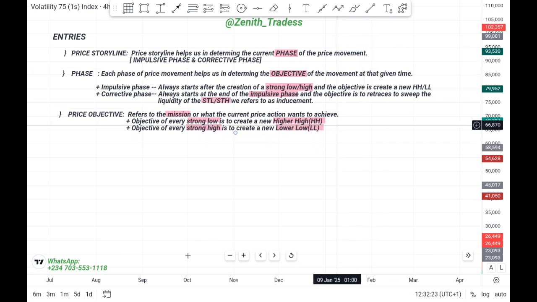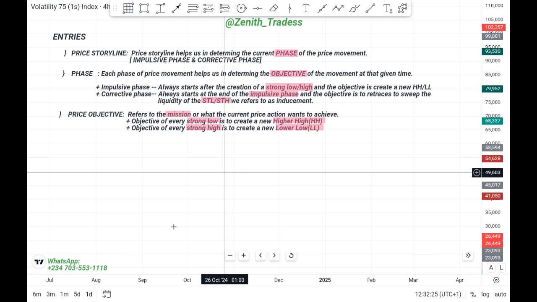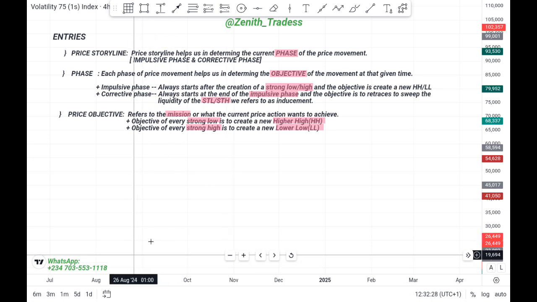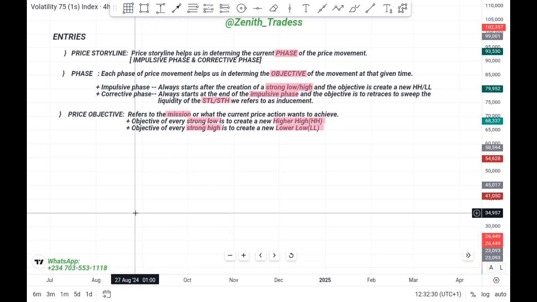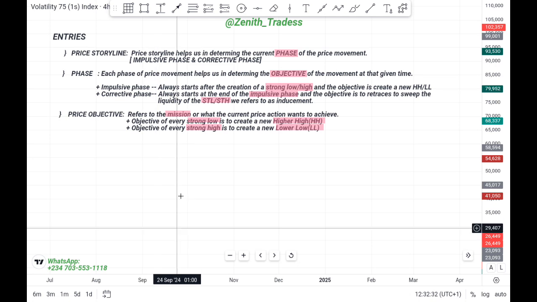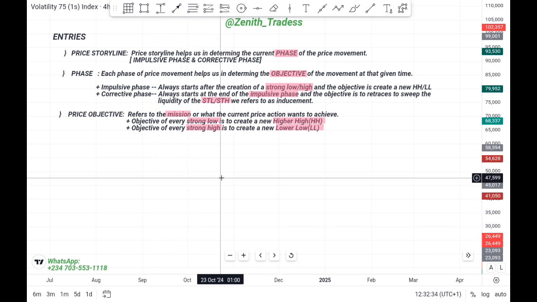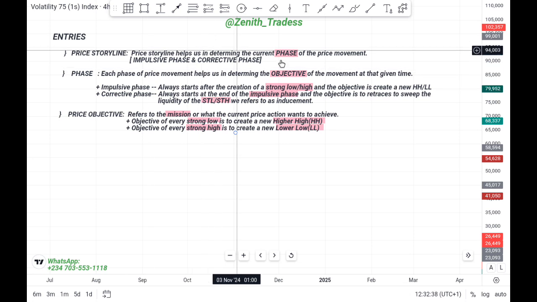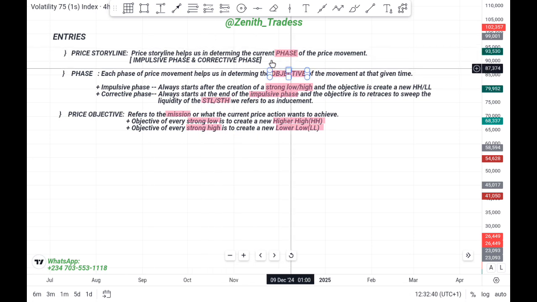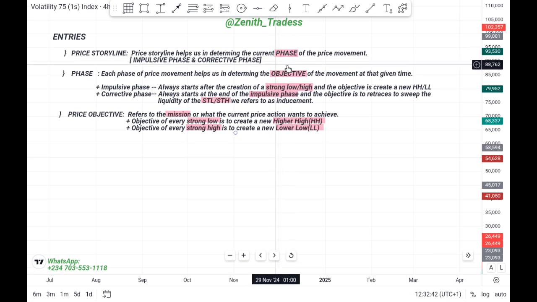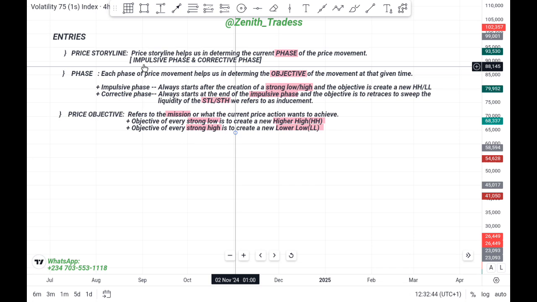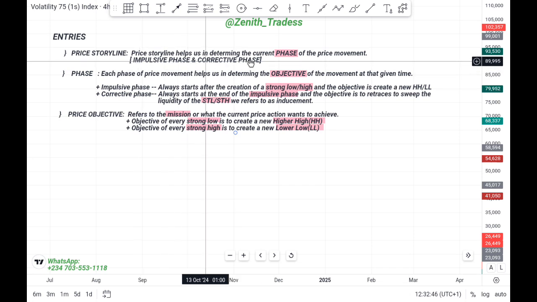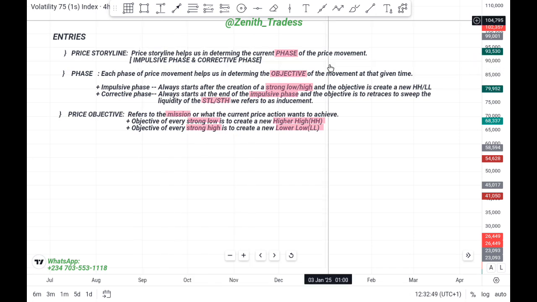When price is moving, let's say we are in an uptrend, we have a bullish order flow, and price is moving creating higher low, higher high, higher low, higher high, higher low. That is a bullish move. So the storyline will help us to determine the current phase, because the movement of price has phases. The very first phase is what we refer to as the impulsive phase and the corrective phase. Let me explain this with a schematic diagram.